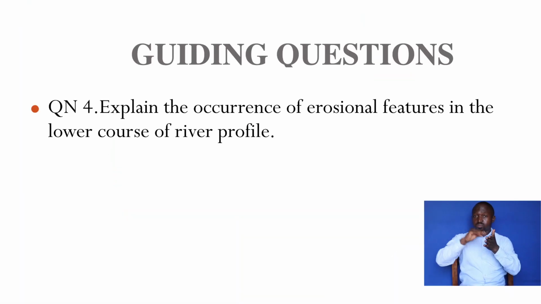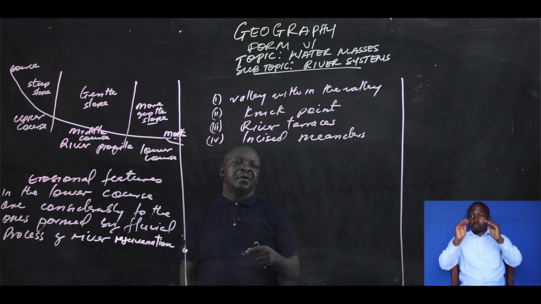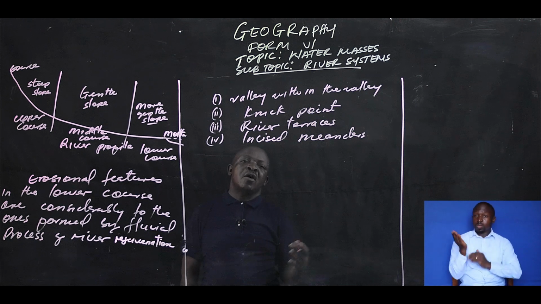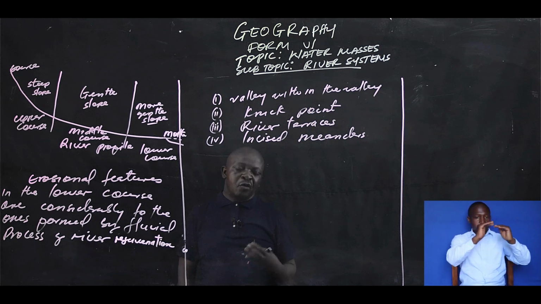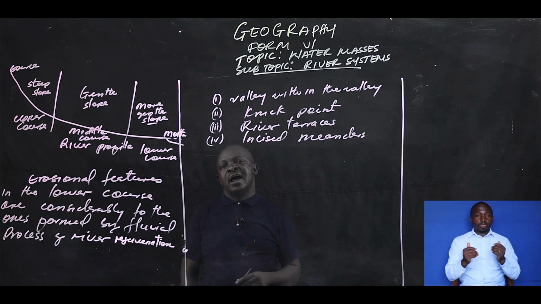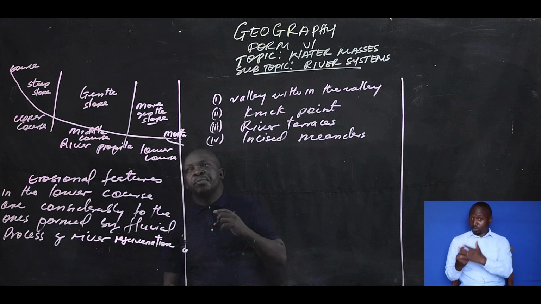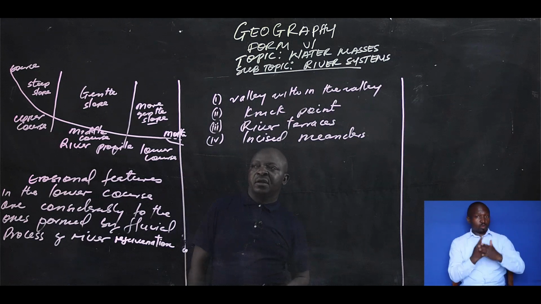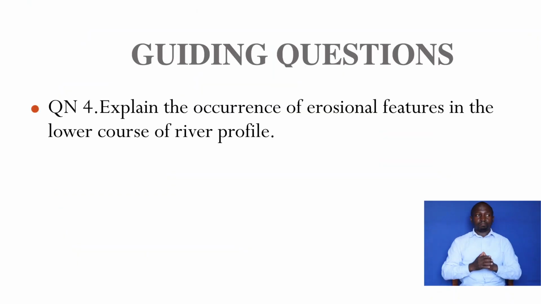So class, the way the question has been set, we are basically supposed to give features of river rejuvenation because these are commonly found in the lower course. River rejuvenation is commonly experienced in the lower course. So the resultant features are the ones that predominate in the lower course. So here we are through with question number 4.